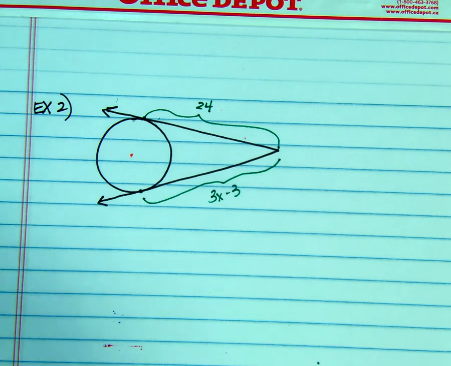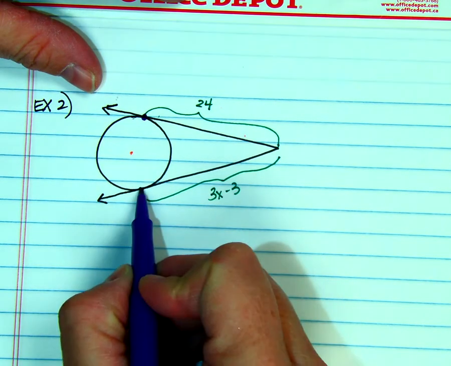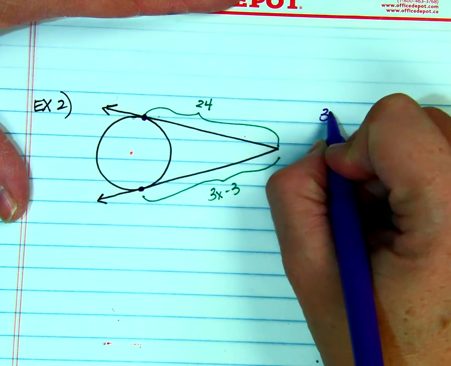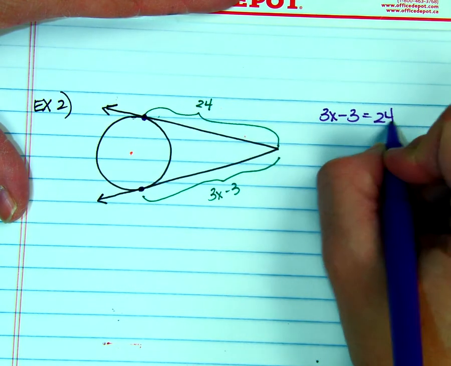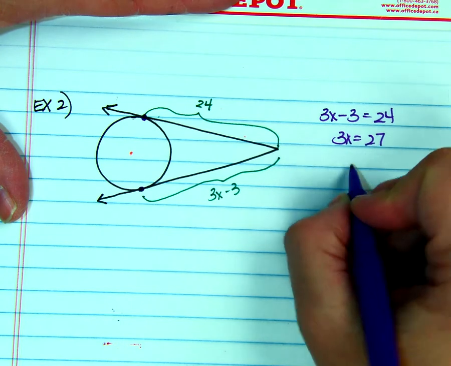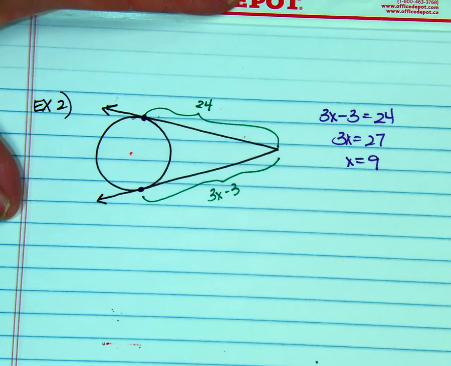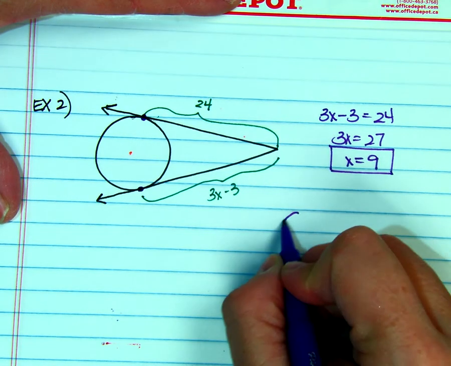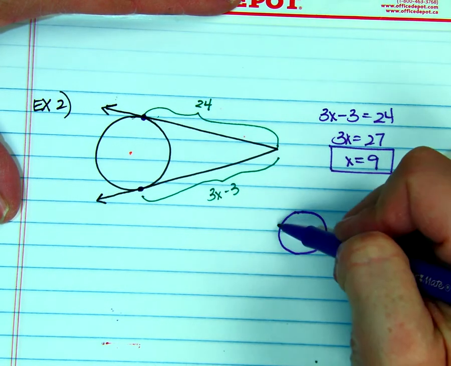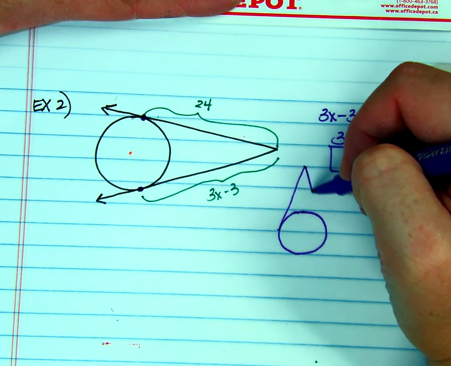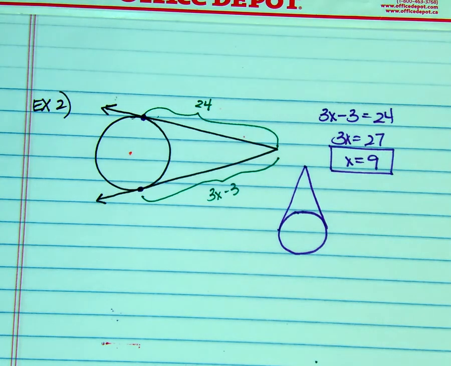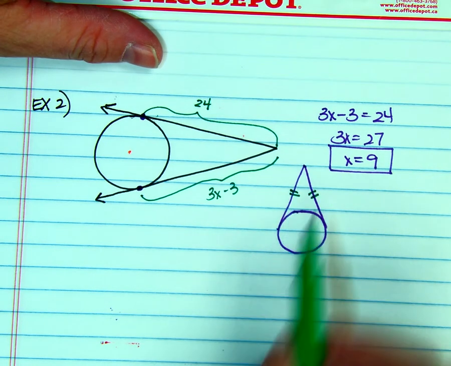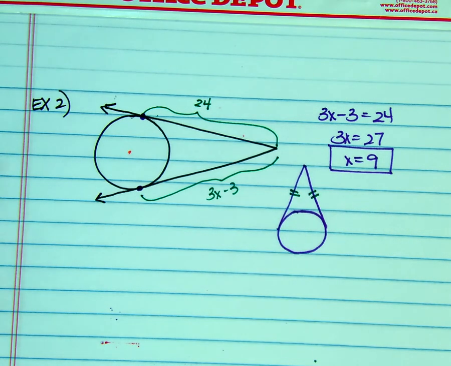If you know that they are tangent, then I know that these are going to be congruent. If they are congruent, I can set them equal to each other and solve. So x would be 9. Another way to think of this, if you turn it this way, if I make like that witch's hat or the wizard's hat, you have two tangents that intersect at one point. So those two pieces are going to be congruent.